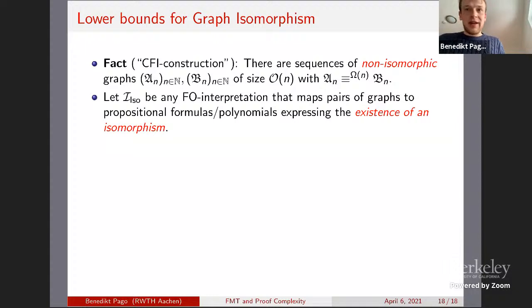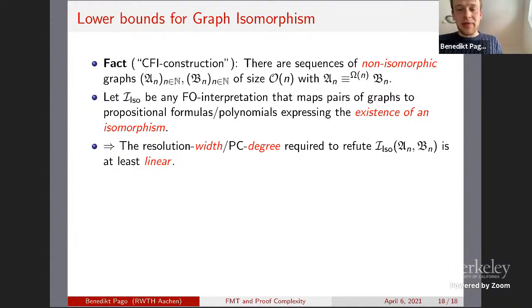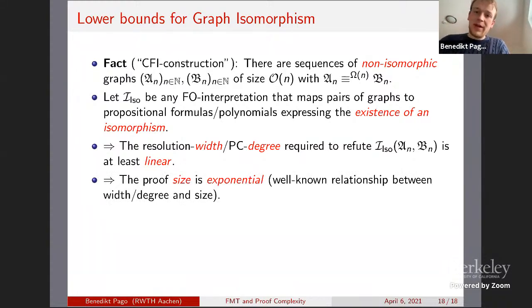And if we use these graphs and take any interpretation that maps pairs of graphs to propositional formulas that express the existence of an isomorphism, then using the reasoning that I already mentioned, we can infer that the width or the degree that is required to refute the corresponding isomorphism formula is at least linear. Because otherwise, if it were sublinear, then these structures could also be distinguished in fixed point logic with a sublinear number of variables. And from this, one immediately gets that the size of the proofs is at least exponential, because this is a well-known relationship from proof complexity, that the size of a proof is always exponential in the width or the degree.